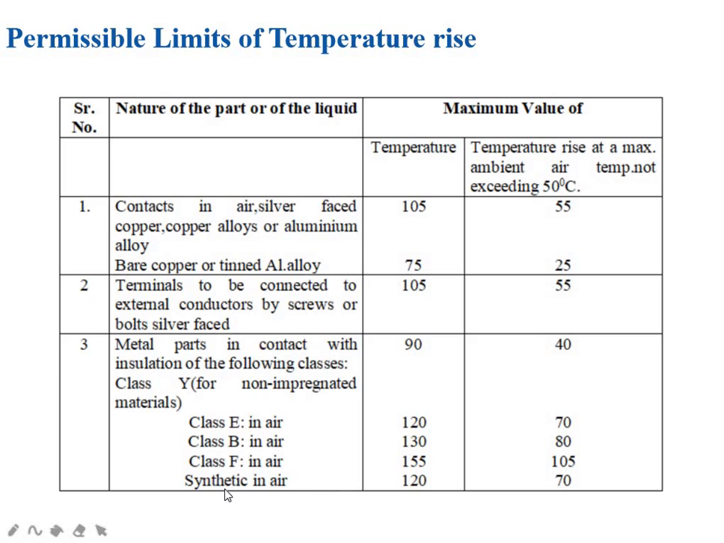And if synthetic is used in air, then 120 degree temperature is acceptable, and a temperature rise of 70 degrees centigrade is allowable. Here we have to note that when applying the temperature rise of 55 degrees centigrade, care should be taken to ensure that no damage is caused to the surrounding insulating materials. Also the quality of the silver facing shall be such that a layer of silver remains at the point of contact after the mechanical endurance test. Otherwise the contacts shall be regarded as bare.